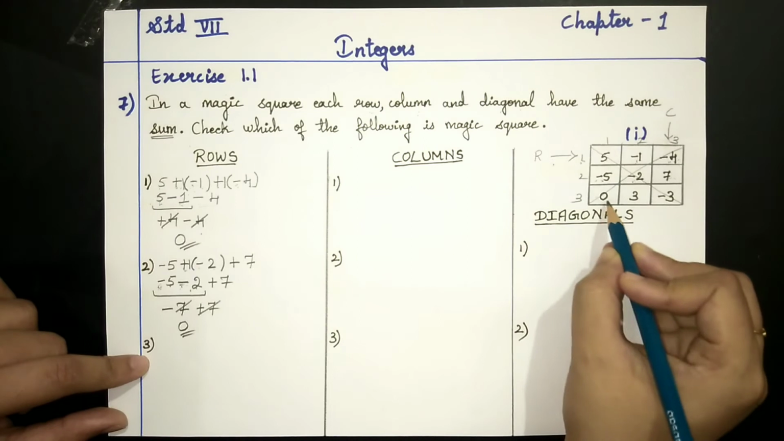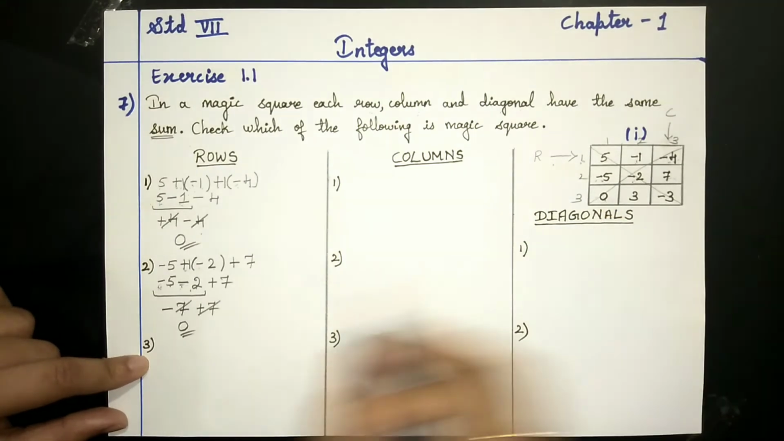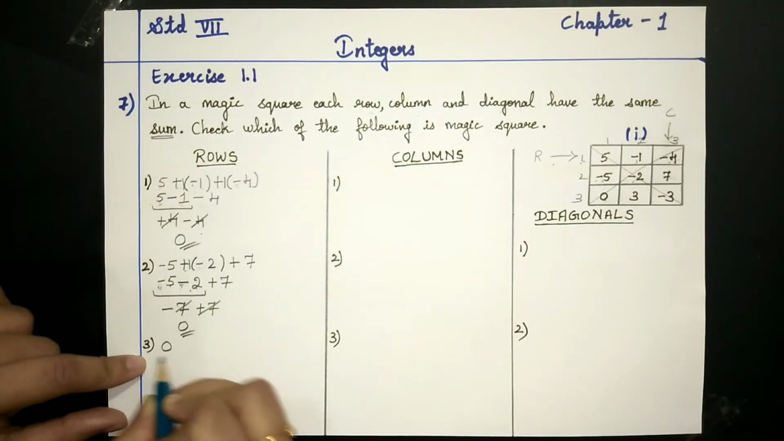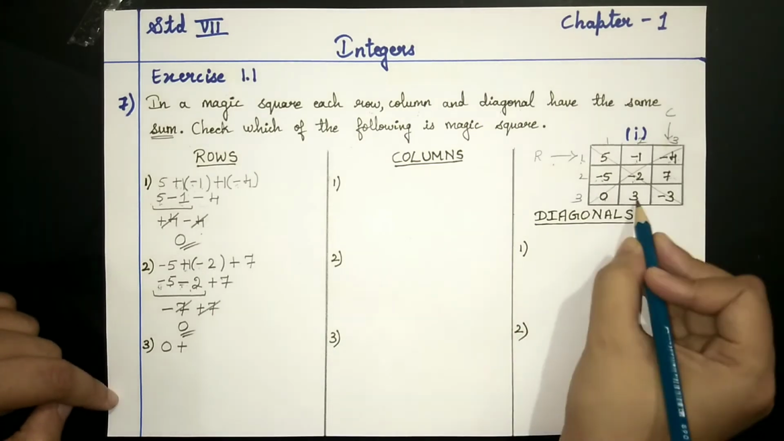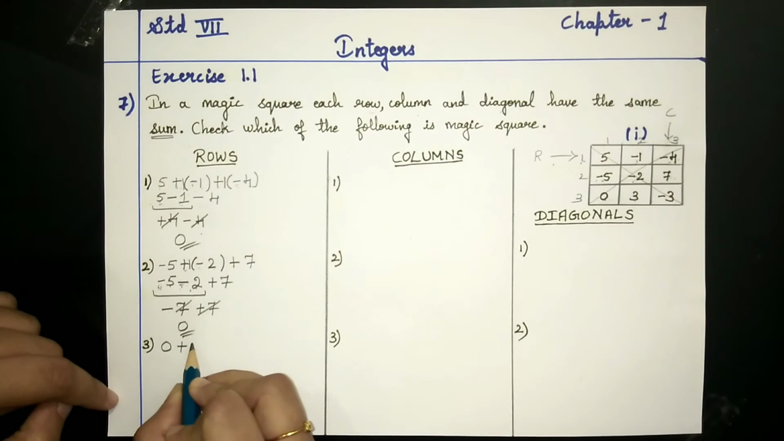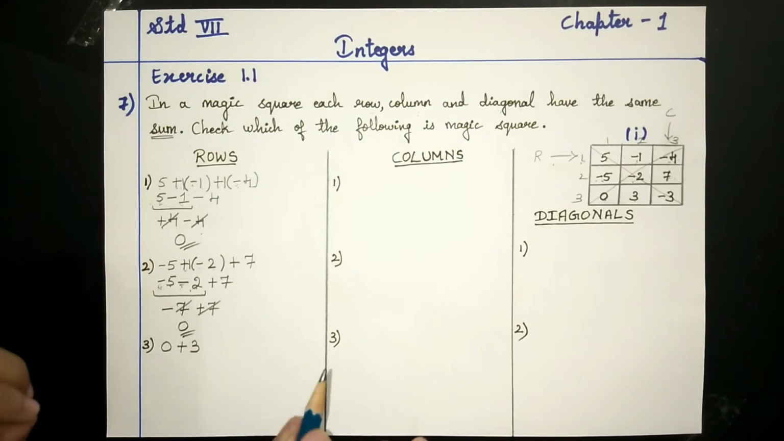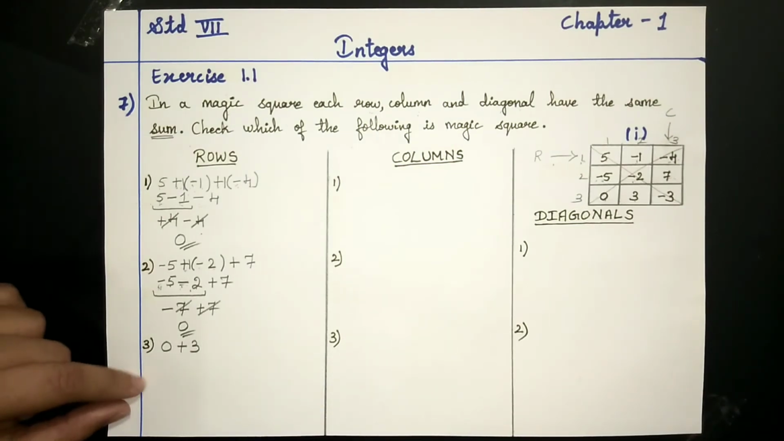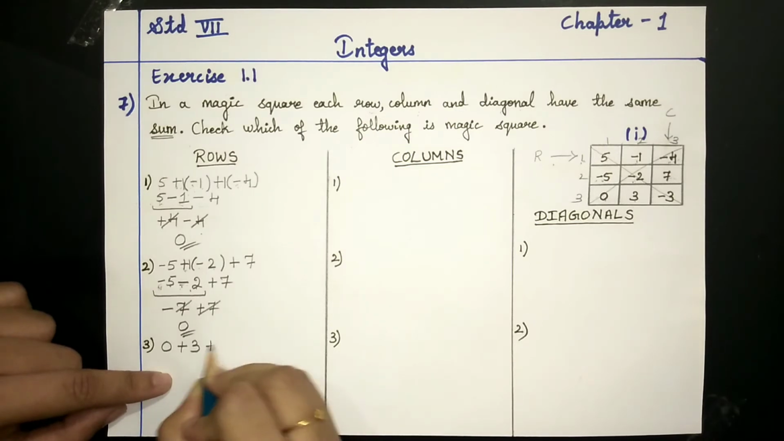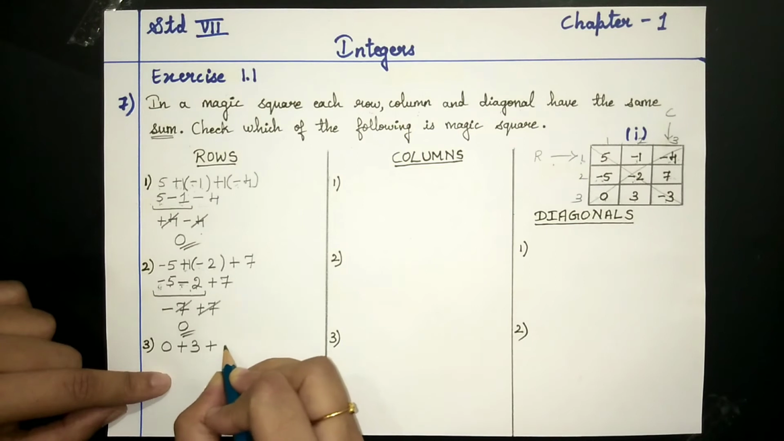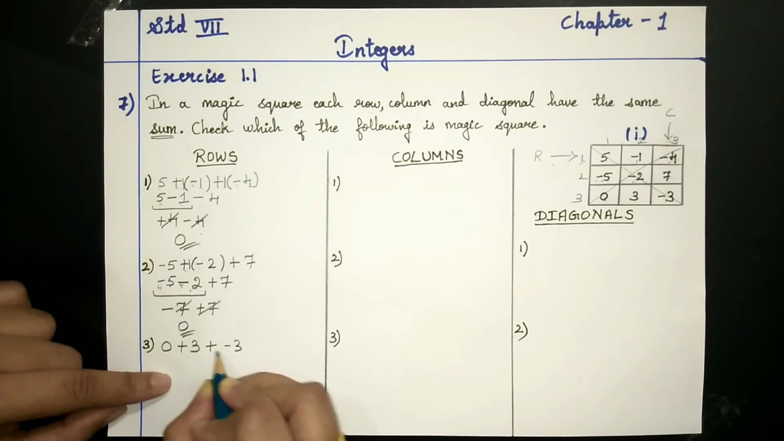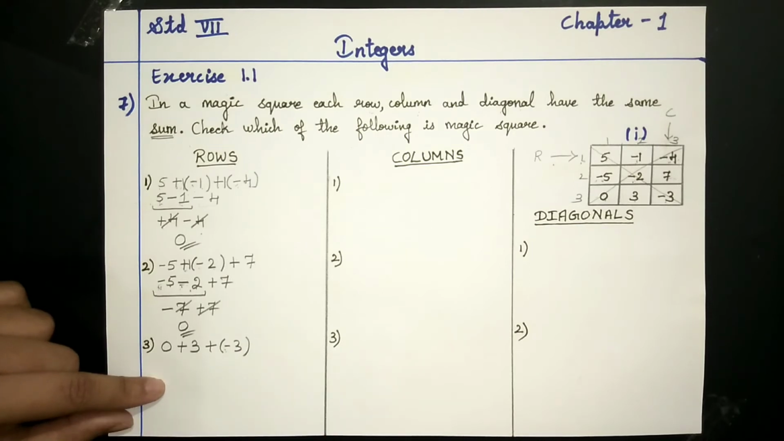Now let us see the third row. Starting with the third row, the first number they have given you is 0. So let me write this 0. Then put a symbol of addition because we are doing a sum here. Next, which number have they given? 3. Direct 3, no minus sign. So you can directly write here 3. Next, put the symbol of addition. Then what number have they given you? Minus 3. So write here minus 3.